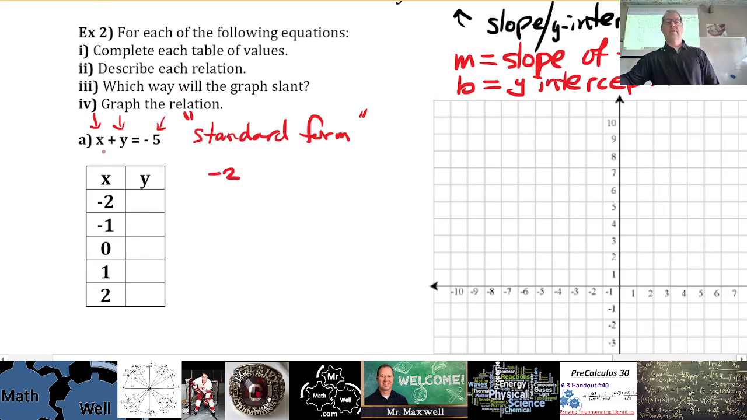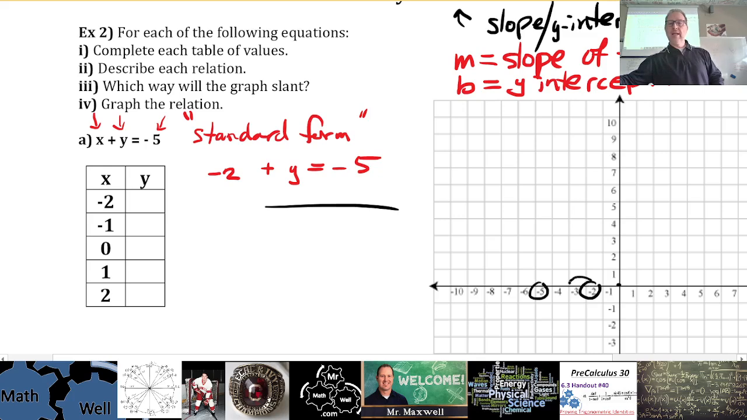So -2 is in for x, plus some value y has to equal -5. You could probably do this in your head, and we'll see if we can do that in our heads right now. And then I'll show you how we can move things around to solve for y. But what do I have to add to -2 to get -5? Anybody know? Okay, is it -3 or +3? Here's a number line. Here's 0. If we start at -2 and I have to get to -5, I have to add a -3. Yep, so y is -3.